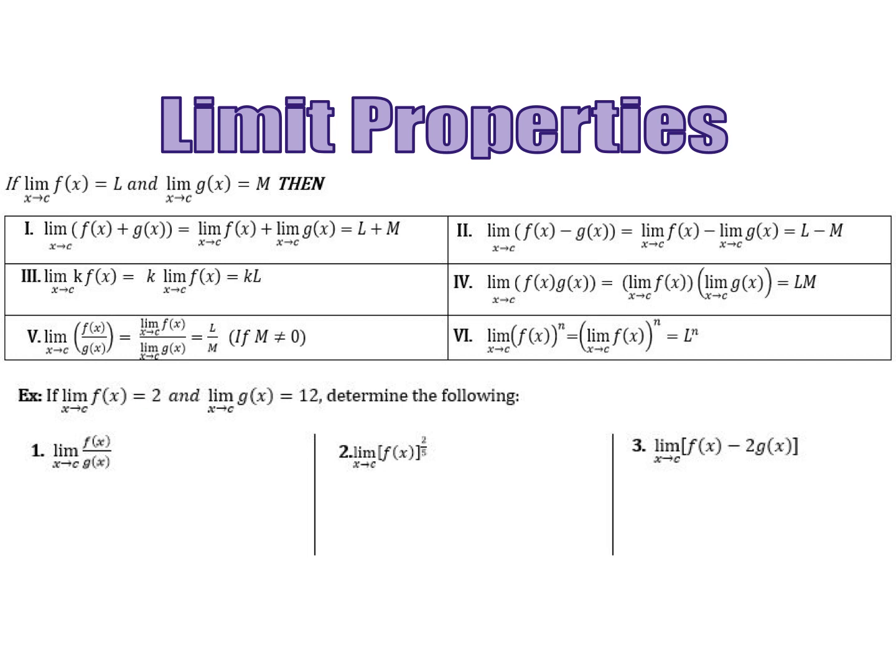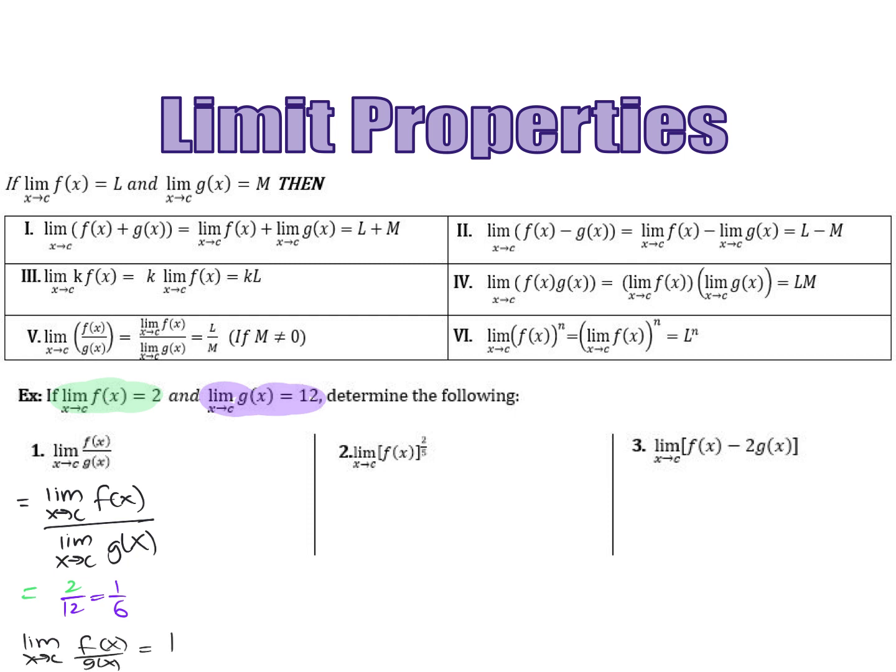So let's go ahead and look at this. We know that the limit as x approaches c of f of x is 2, and we know that the limit as x approaches c of g of x is 12. So if we're just dividing them, what we're going to get is 2 over 12, or 1/6. But here's what I actually want you to show. I want you to show the property being used. So we're going to say this is equal to the limit as x approaches c of f of x over the limit as x approaches c of g of x. And then we can say this is equal to 2 over 12, or 1/6. And then I'm going to actually have you rewrite the limit statement just like we did in the last lesson. The limit of f of x over g of x is equal to 1/6.